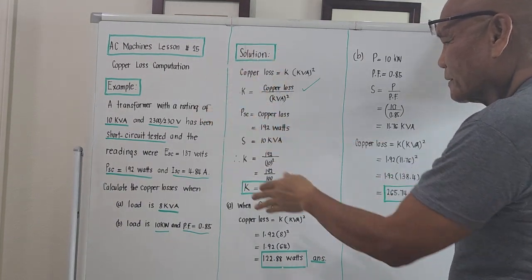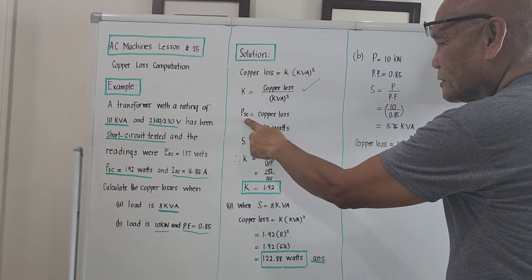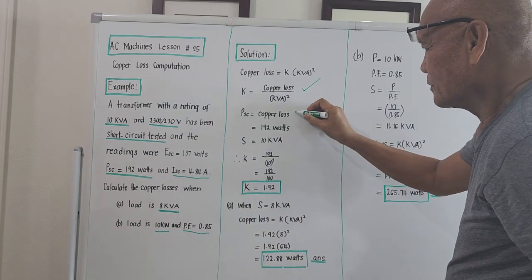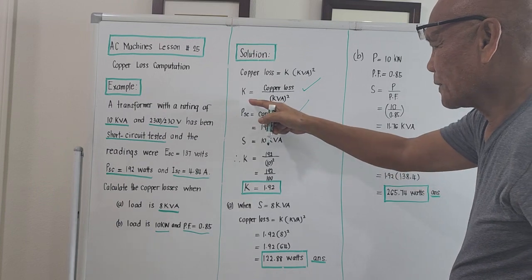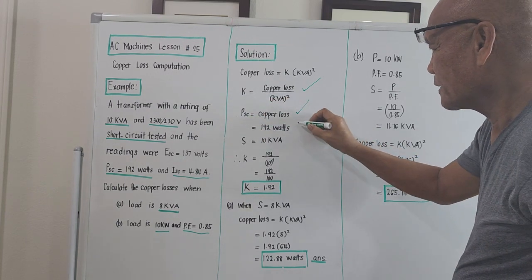We know for a fact that the power during the short circuit test actually represents the copper loss. Right? We should know this one. So, capital P with the subscript copper loss should be equal to 192 watts.